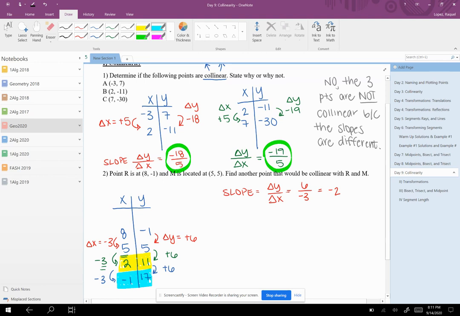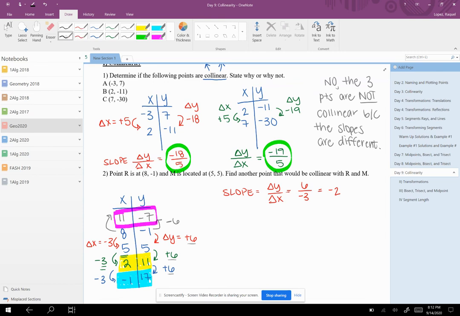Now, the reason why I put 8, -1 towards the middle of the table is because we can also continue the pattern in the opposite direction. If I'm trying to figure out a point that comes before this, I'm going to do the opposite of my change in y. So instead of going up 6, I'm actually going to go down 6. So -1 minus 6 is -7. And I'm going to do the same thing for my change in x. The opposite of minus 3 is plus 3. So 8, 9, 10, 11. So that would be another point that's on this line with R and M.